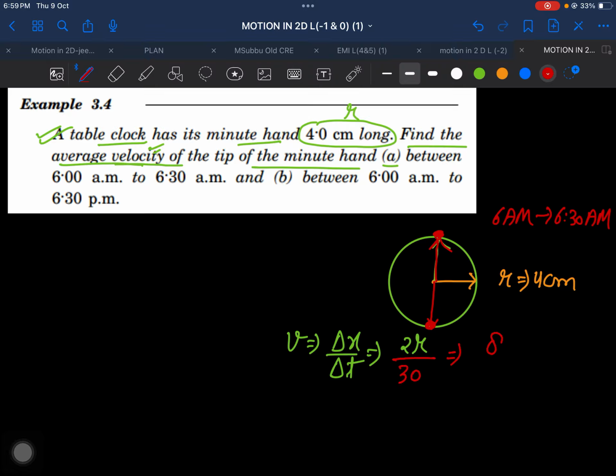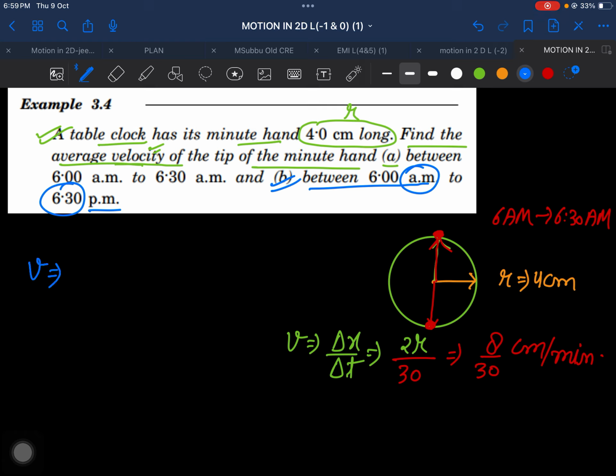So it is simply 8 by 30. You can solve. The unit is centimeter per minute. All right, just check, all of you. Now the b part. Let us solve the b part now. Between 6 a.m. to 6:30 p.m. Now this time again the velocity, right?